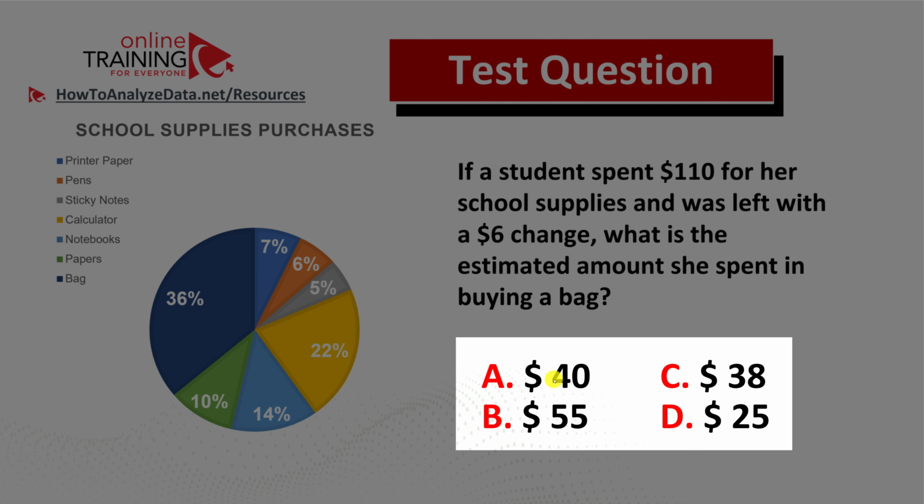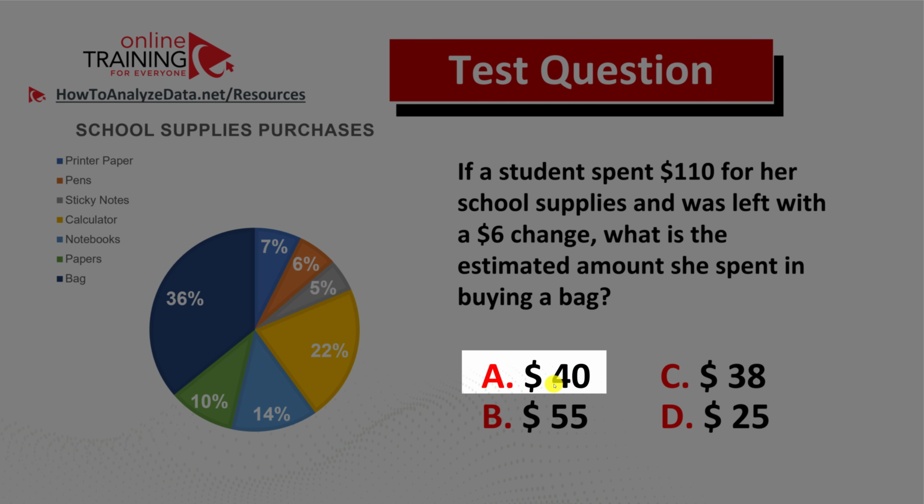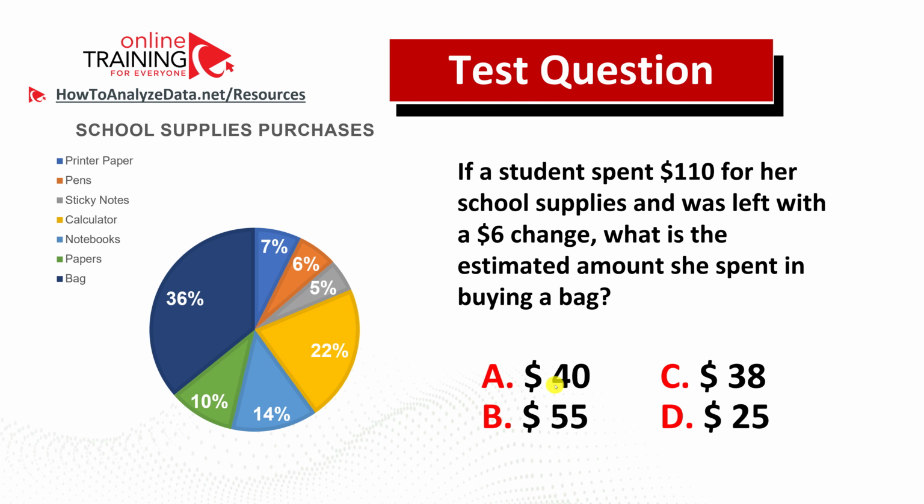And you have 4 possible choices. Choice A, $40. Choice C, $38. Choice B, $55. And choice D, $25. Do you think you know the answer? Let's see if we can come up with the answer together.